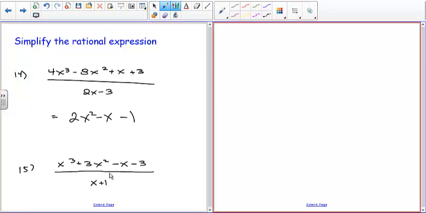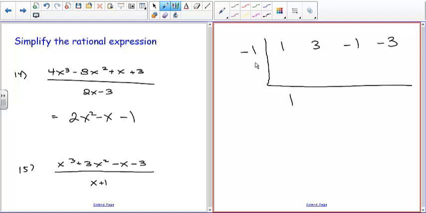Now the next one, we could use long division, but let's use synthetic division here. If we get a 0 remainder, we'll be happy, but we don't need to get a 0 remainder. So we take the coefficients associated with the polynomial in the numerator. We have a factor of x plus 1, so we're going to use minus 1 here. We bring 1 down. Negative 1 times 1 is negative 1. 3 minus 1 is 2. Negative 1 times 2 is negative 2. Negative 1 plus negative 2 is negative 3. Negative 1 times negative 3 is positive 3.